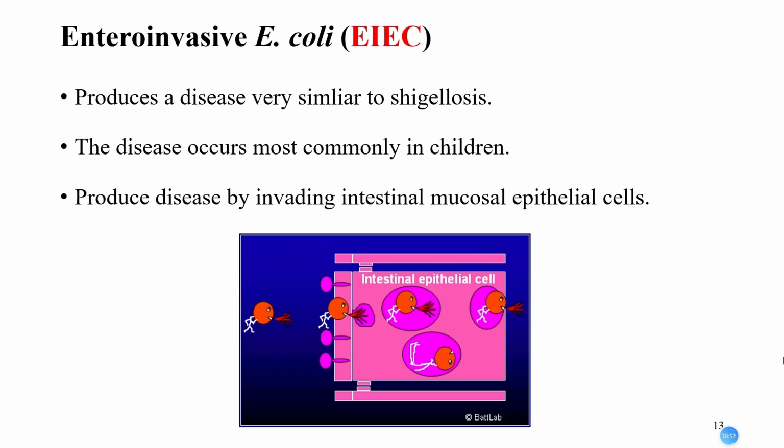The pathogen can get into the cell or even spread in our tissue. So that's invasive. This EIEC produces a disease very similar to Shigella infection. The disease occurs most commonly in children. And see what happened for the E. coli. The E. coli can invade into the intestinal mucosal epithelial cell. They get into the cell. So that's the invasive E. coli.